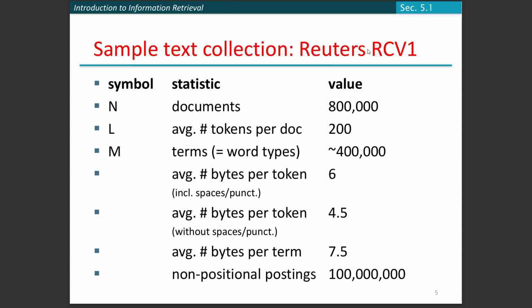For example, we are going to take the Reuters RCV1 document collection. There are 8 lakh documents, and the average number of tokens per document is 200. The number of terms, the word size, is going to be 4 lakh words. Average bytes per token is 6, meaning if you include spaces and punctuation, everything, it is going to be 6. Without spaces and punctuation, the average bytes per token is going to be 4.5. Average bytes per term is going to be 7.5, and non-positional postings are going to be 100 million.